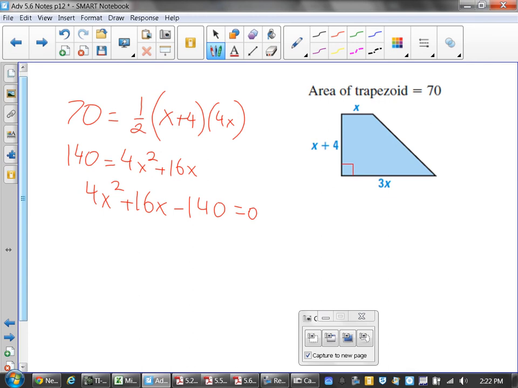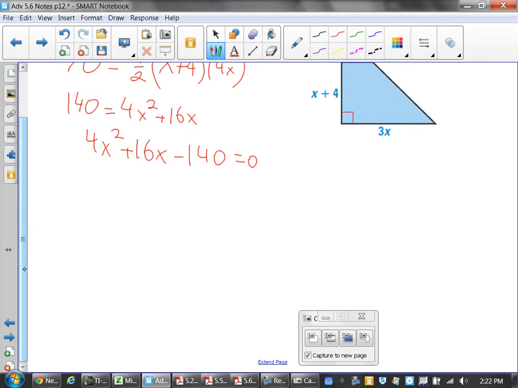Hey, Clay? It's going to be the same thing. It's the same thing, man. If I take half of 4x, I get 2x, right? I'm going to get the same result. Trust me. It's going to be the same. All right? At this point, divide everything by 4.